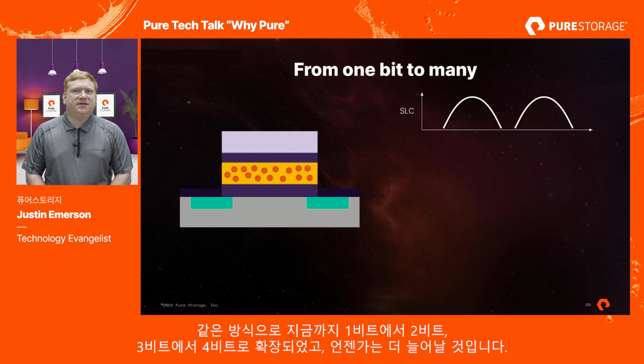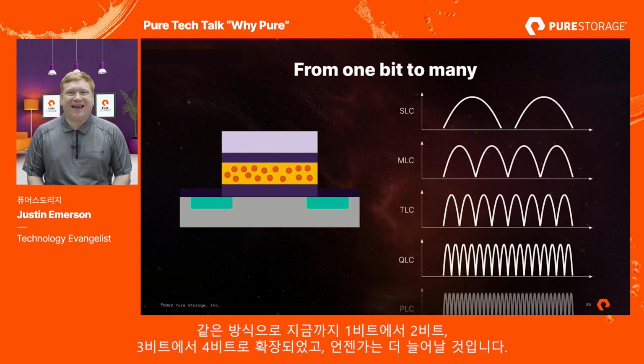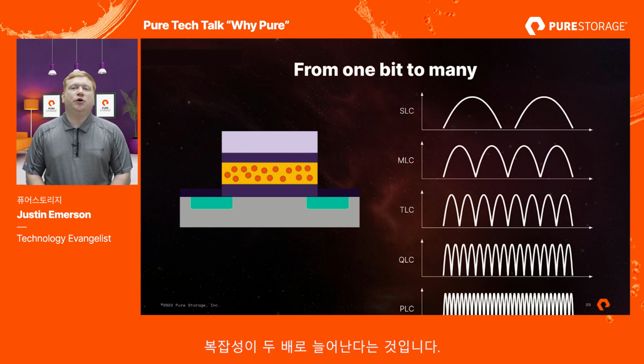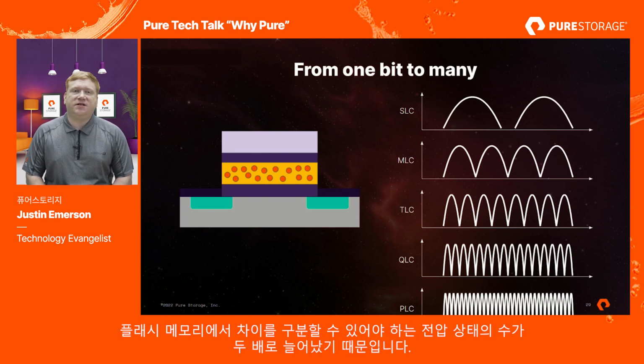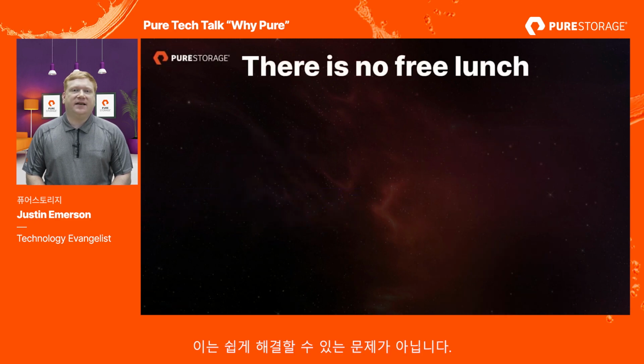This same technique scales from 1 bit to 2 bits to 3 bits to 4 bits, and someday even maybe more bits. But what's important to note is that every time you figure out how to store 1 more bit in a flash cell, you've doubled the complexity. You've doubled the number of voltage states that you have to be able to tell the difference between on that piece of flash memory. And this is not a simple problem to solve.